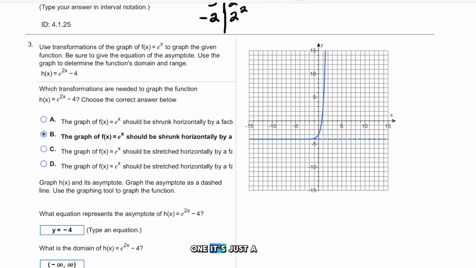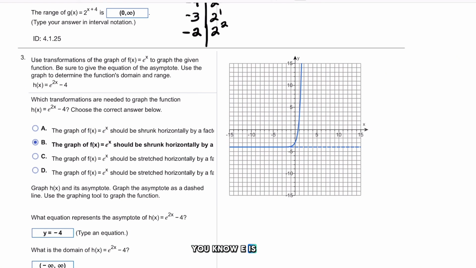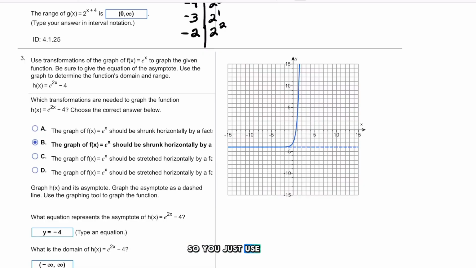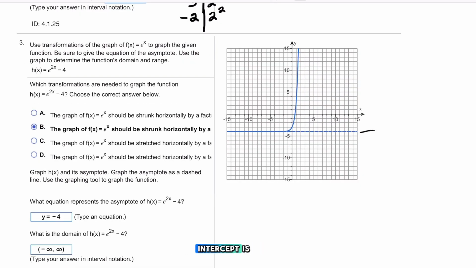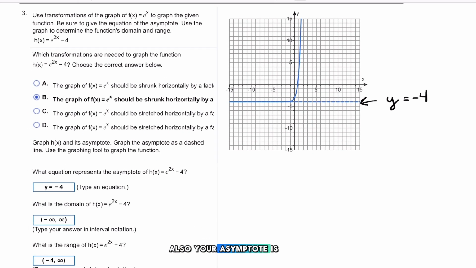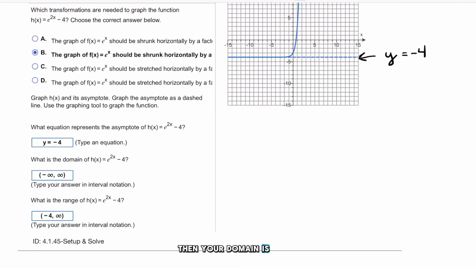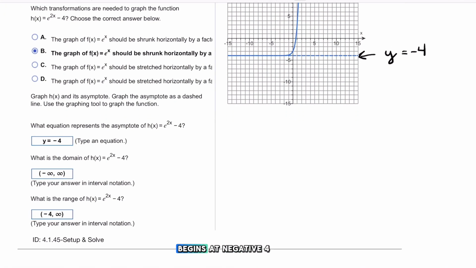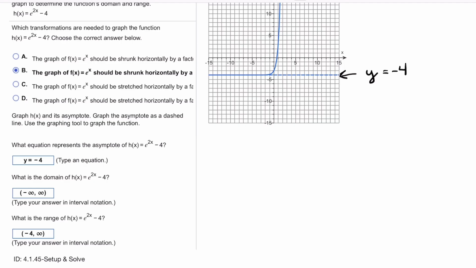And then for this one, it's just a special exponential using e. And e is a special function. So you just use your example to figure out where your y-intercept is. It's just going to be shifted down to around where it says negative 4. And then that's where also your asymptote is. Then your domain is the same, and then your range begins at negative 4 to infinity.